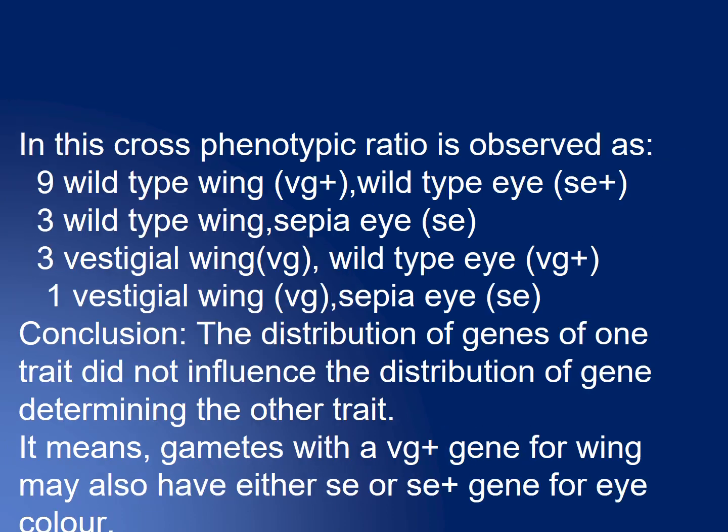dihybrid cross. In this cross, the phenotypic ratio is observed as 9 wild type flies with wild type eyes, 3 wild type flies with sepia eyes, 3 vestigial wing flies with wild type eyes, and 1 vestigial wing fly with sepia eyes. Conclusion: the distribution of genes of one trait did not influence the distribution of genes determining the other trait. It means a gamete with the wild type gene for the wing may also have either the wild type or sepia gene for the eye color.